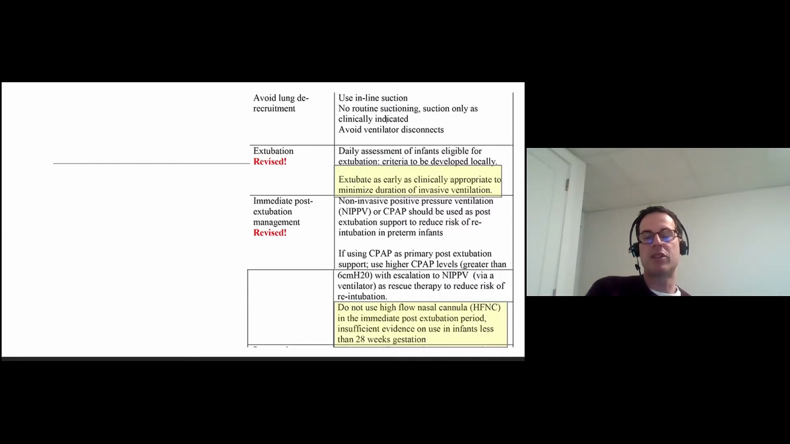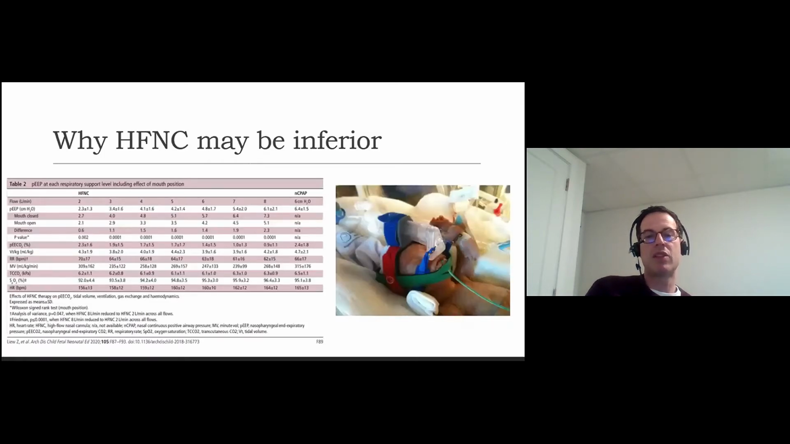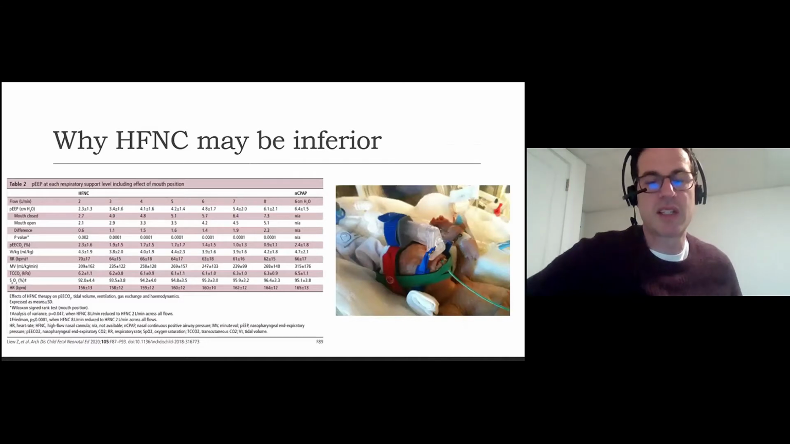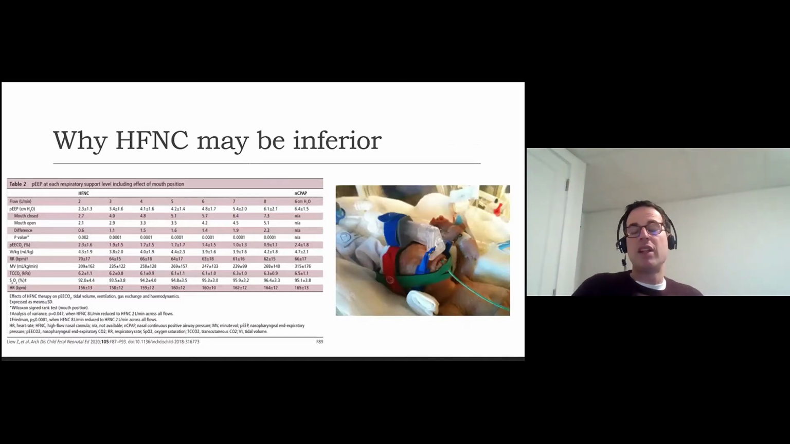In particular, under 28 weeks, there's insufficient evidence. This goes back and forth. I've seen papers, and I'm sure many people in the discussion period could quote me papers that suggest high flow nasal cannula is just as effective, less invasive, easier to apply. One reason it may be inferior in the smaller babies is a study from 2020 in Archives that looked at the effect of an open mouth.